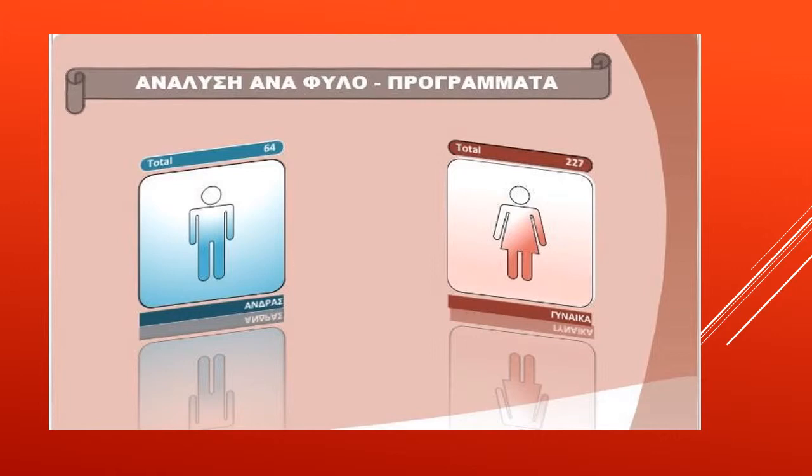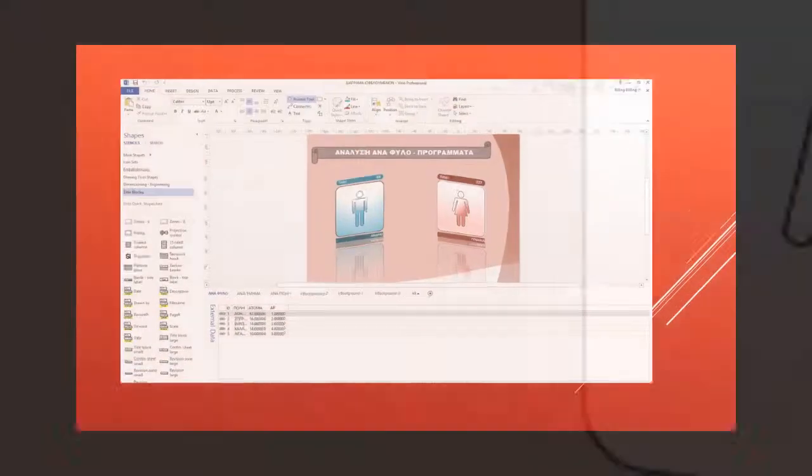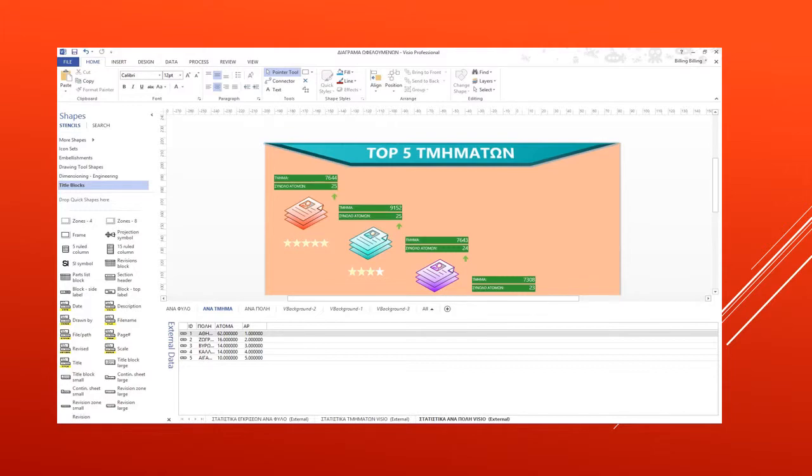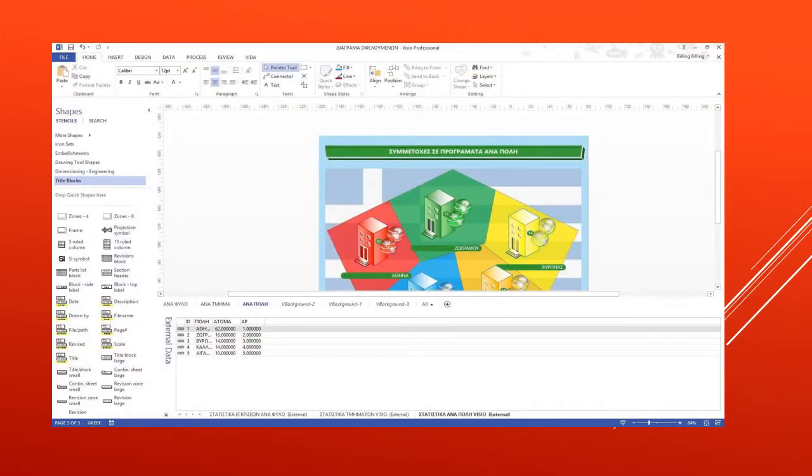Here is shown the sex statistical analysis diagram. Binding with a remote data source from Visio. The same binding in the top 5 cities. Both pages.